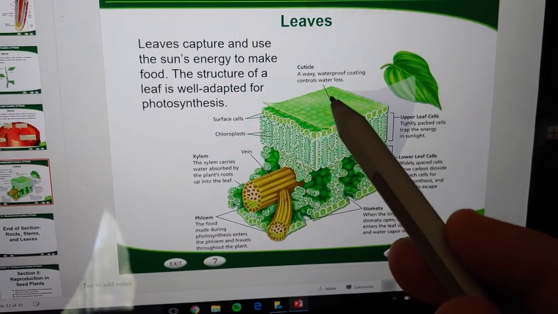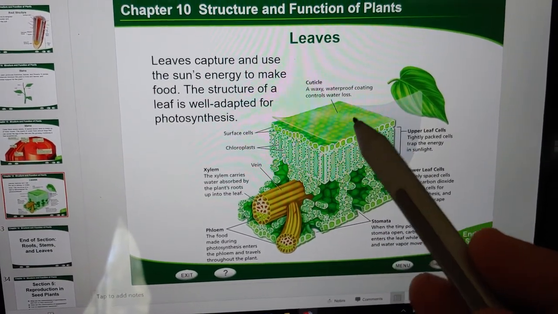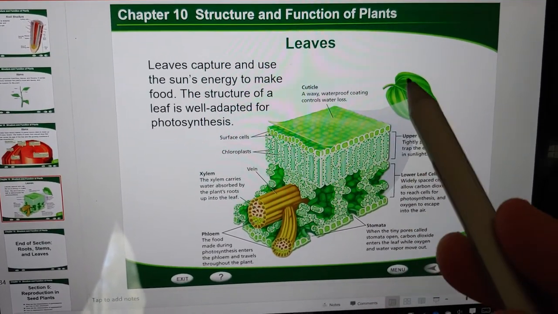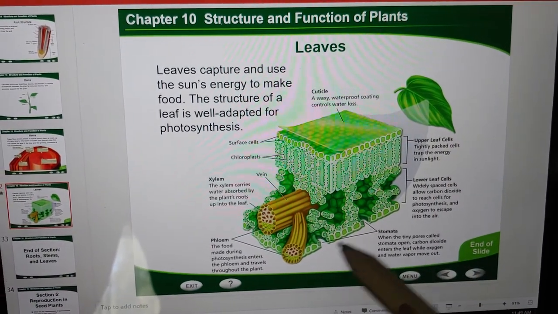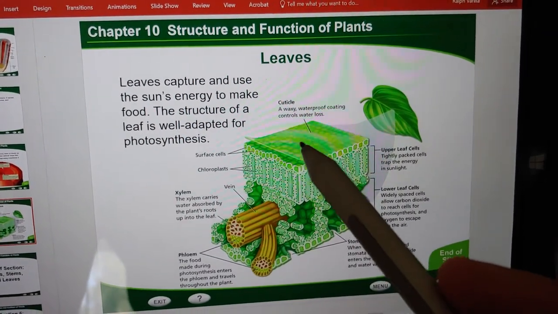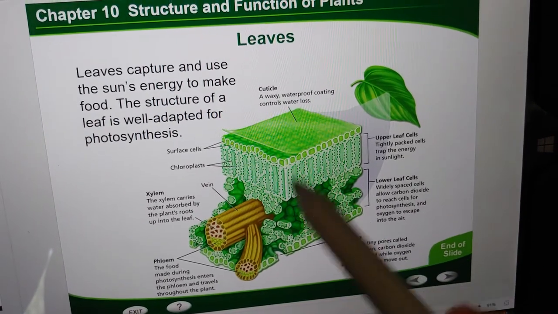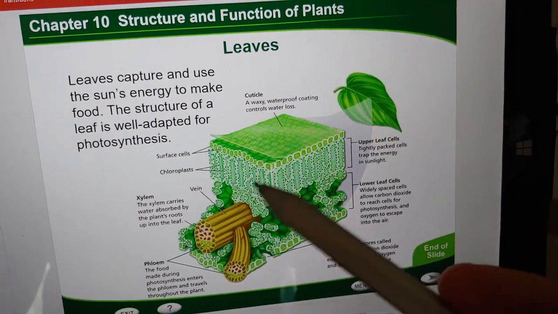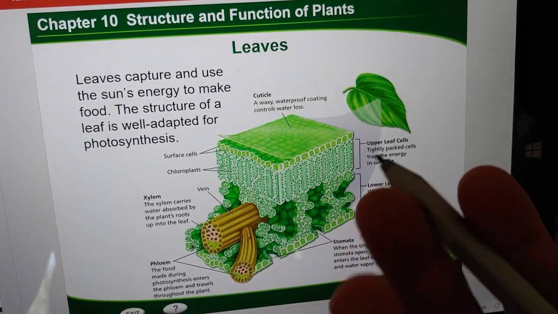The very top section, this shiny waxy layer, is called a cuticle. You might have noticed that leaves are very shiny on one side, but when you flip it over, they're very dull. Well, that shiny layer comes from a wax. It's the reason why, for example, when you wash your car and then you wax it and you buff the wax, cars come out very shiny. Wax tends to reflect light and give it the shine.